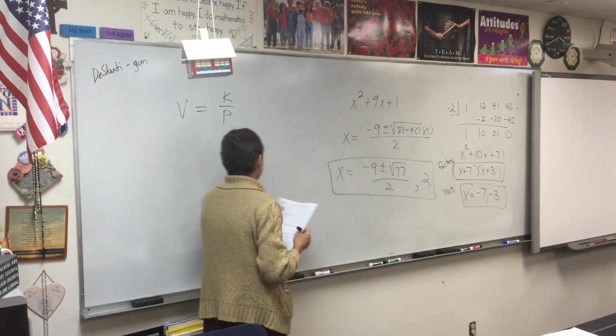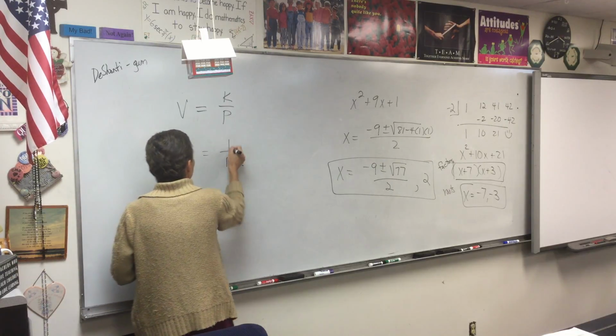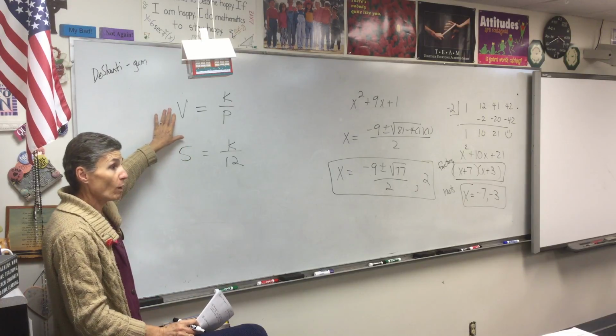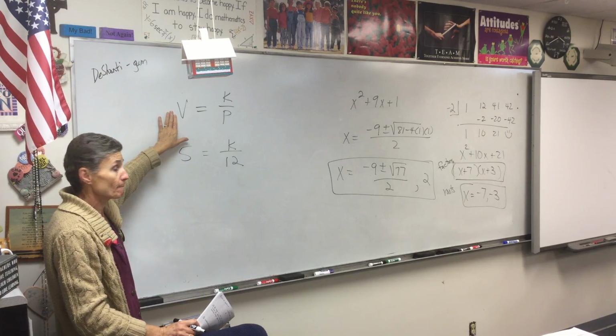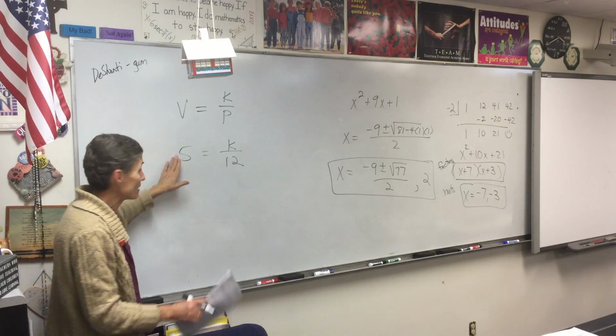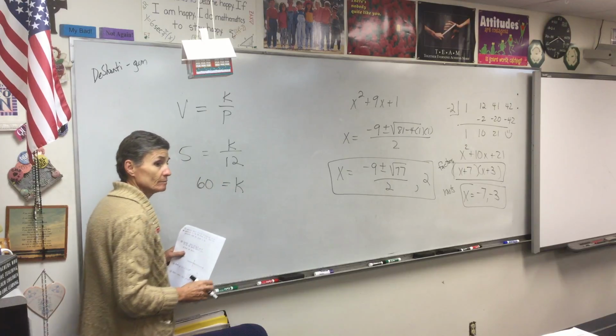All right, next sentence. If the pressure is 12, the volume is 5. So you wrote your equation with the first sentence. In the second sentence, you plugged in the numbers they gave you, and that's going to tell you that K equals 60.